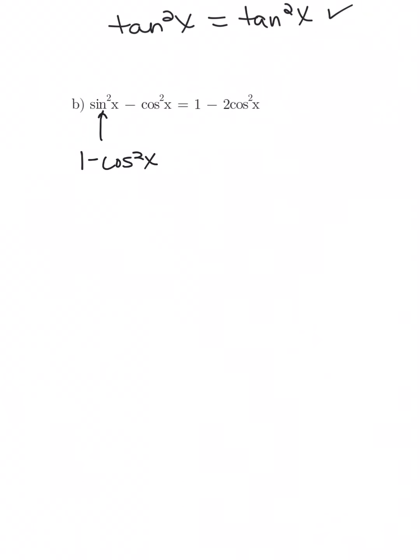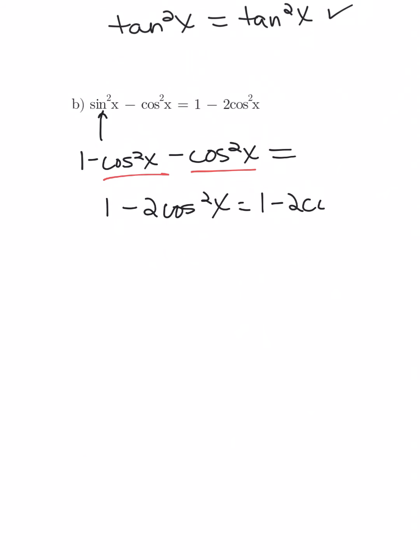So I'm just replacing sine squared with what it's equal to. Now finish writing your left side. You're going to have minus cosine squared of x equals, well, now look, I have negative cosine squared. If I combine my like terms, I have 1 minus 2 cosine squared of x, which equals what we had on the right side originally, so our proof is complete.